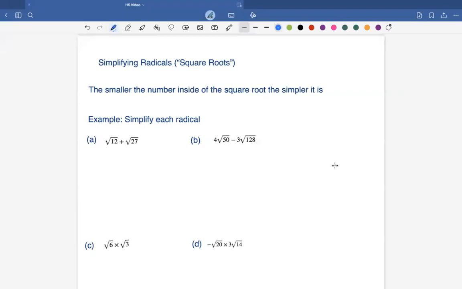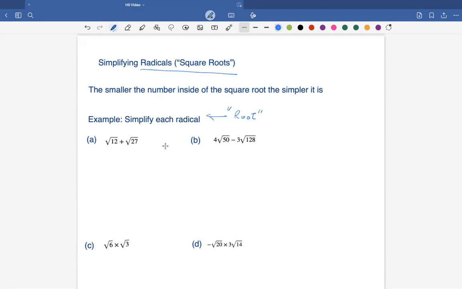Let's work on simplifying square roots. When we simplify square roots, we like the number inside of the root to be as small as possible. Here's an example. Simplify each radical. A radical, by the way, is just the proper name for a root or a square root, as I've mentioned up here. Square root of 12.